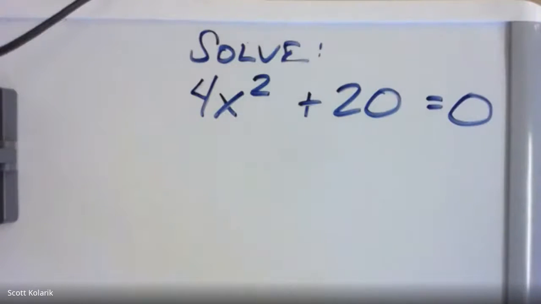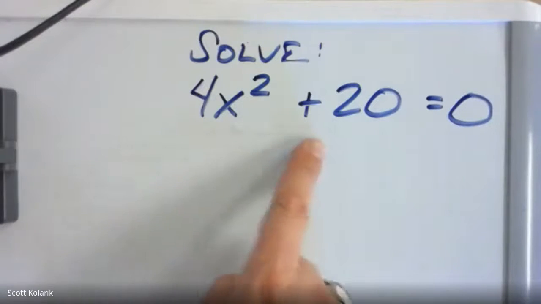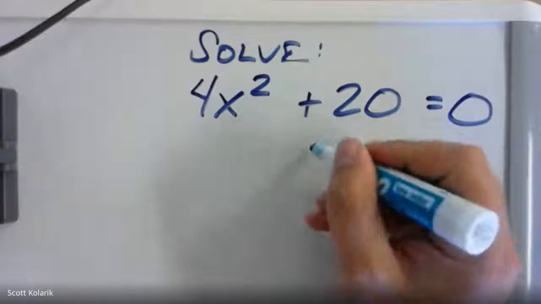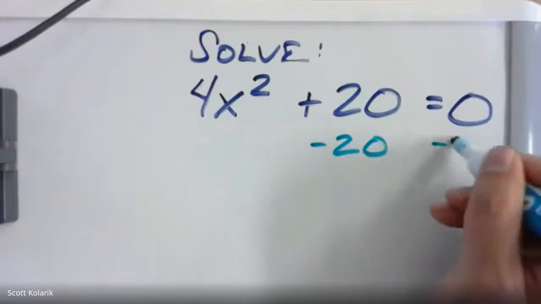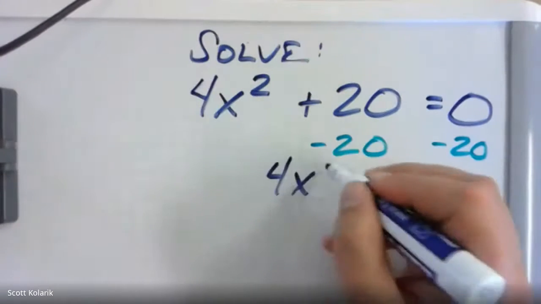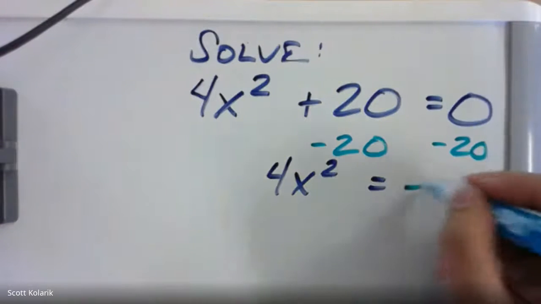So if I'm using square roots, my task here first is to get the x squared by itself. So I want to move the 20 away. I want to move the 4 away. So I would move the 20 by subtraction, using its inverse operation since it was being added. And so here on the left, I'd have just the 4x squared, one step closer. On the right, 0 minus 20 gives me a negative 20.